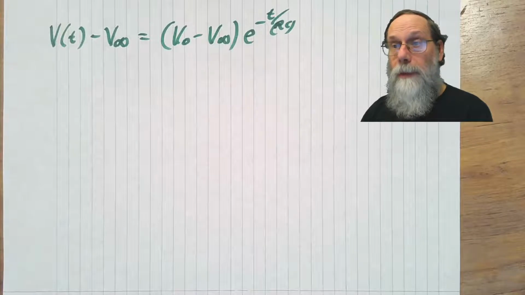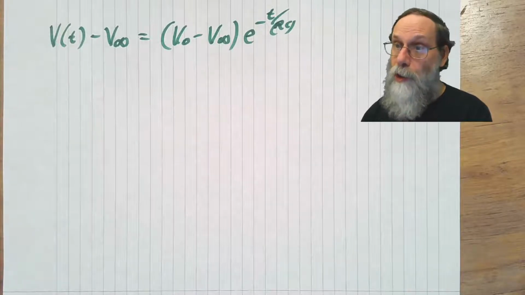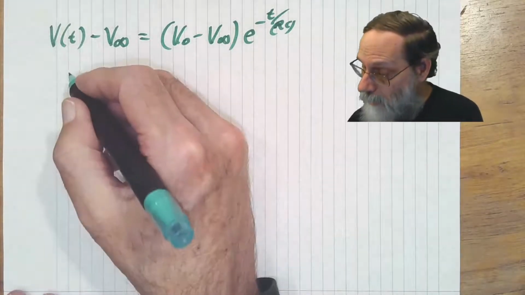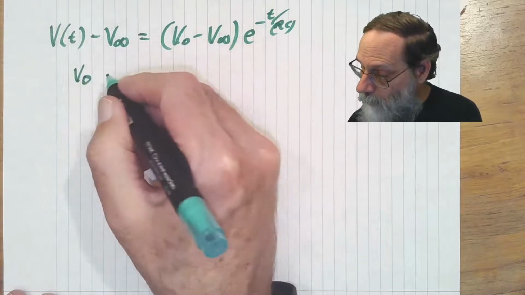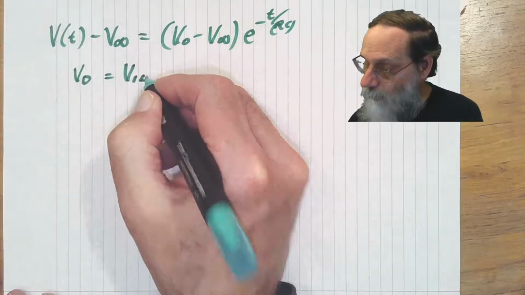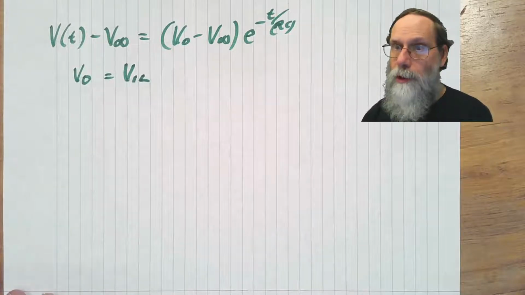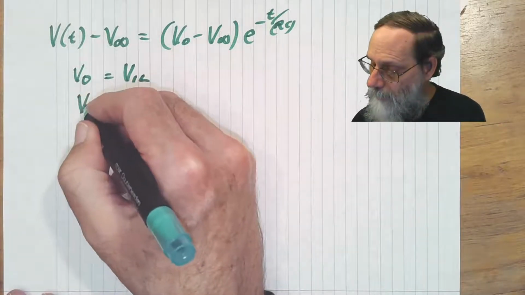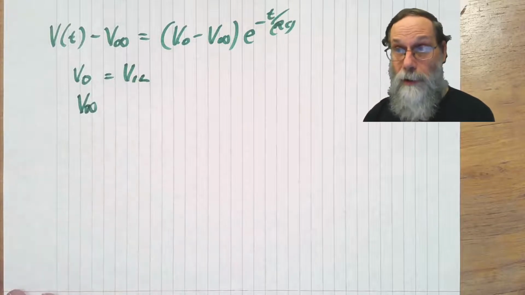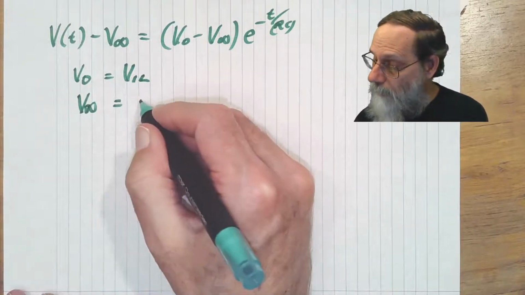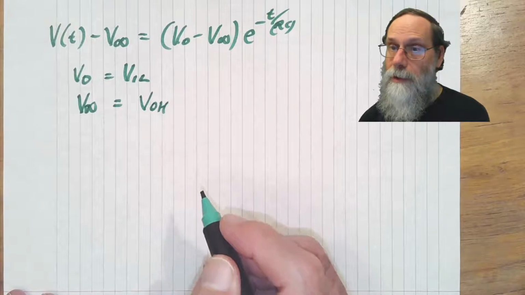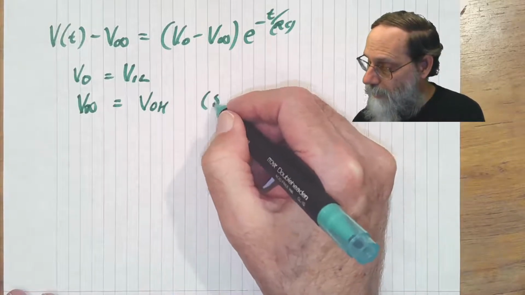Now, I was going to be looking at that yellow curve charging up, starting at V0 being the input low threshold. And what was I charging to? Well, V infinity, that's the voltage on the other side of the resistor. That's going to be whatever the output high is. For the example I was looking at, that was 5 volts.